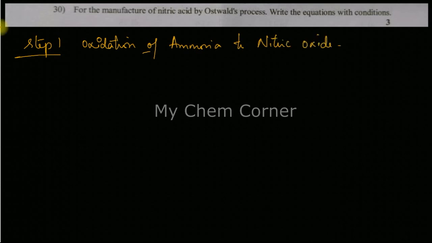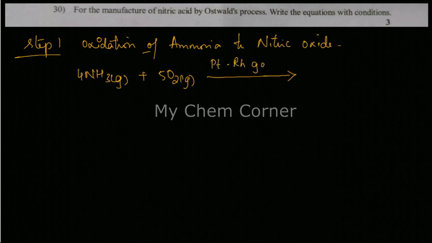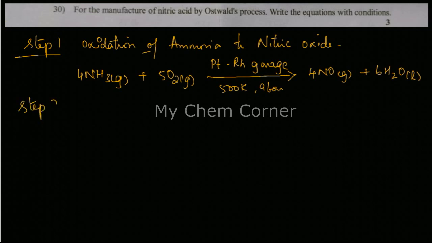So here we can write 4 NH3, which is gas, plus 5 O2, which is also gas, now in the presence of platinum and rhodium gauze at 500 Kelvin and 9 bar pressure will form 4 nitric oxide plus 6 H2O. Balancing is very important. So if you're not a person who knows balancing, please try to learn it. I will also make a video on balancing very soon so that you know how to do it.